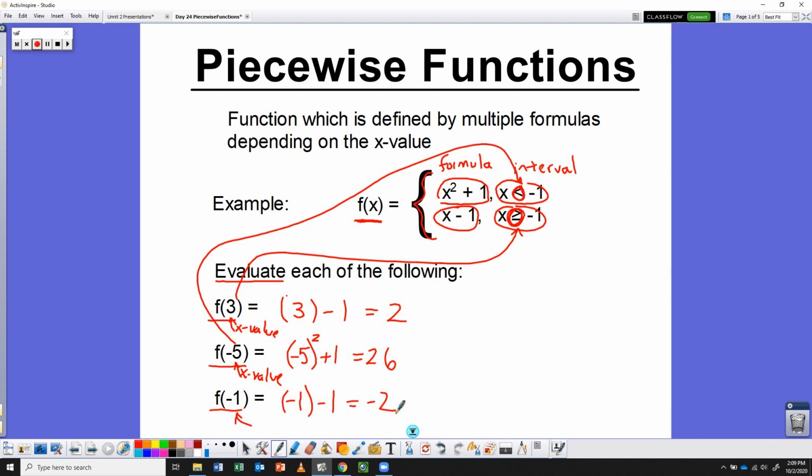So this is how you would evaluate piecewise functions. Take the x value that they give you, look and see which interval you fall into, and then use the formula and plug that x value into it for only that formula.